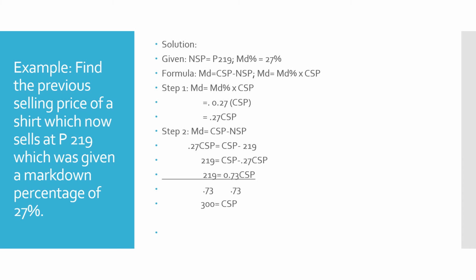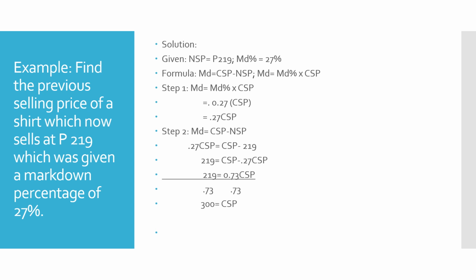Now, from the given example, the given are the new selling price of 219, the markdown percentage of 27%, and then the formula: the markdown amount is equivalent to the current selling price minus new selling price, or markdown amount is equivalent to markdown percentage times current selling price. Now, since ang given natin dito ay the markdown percentage, yun muna ang gagawin natin na formula. Yung markdown amount is equivalent to markdown percentage times current selling price.